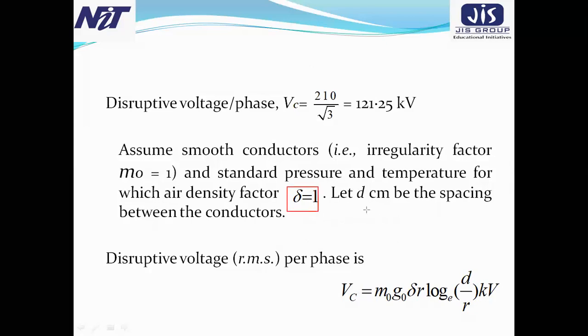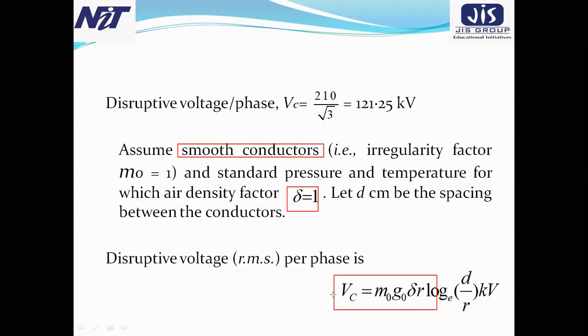So we are considering that d is the spacing between the conductors and the unit is centimeter. Irregularity factor we consider M0 equals 1. We are considering that the conductor is smooth, and we also know from lecture 1 or lecture 2 what the value of M0 is for a smooth conductor and for a rough conductor. Now the voltage is given, that is the disruptive voltage. So for this case we have to consider the equation of disruptive voltage, the same equation with which we solved the last problem.